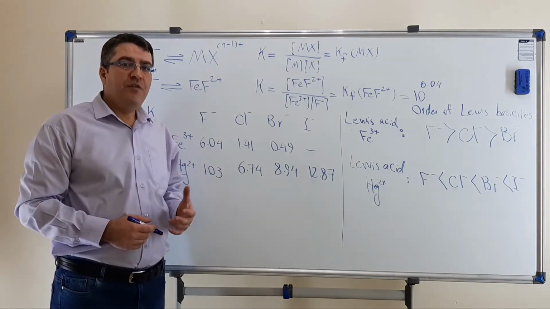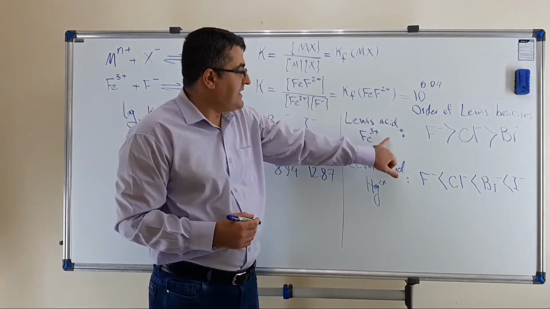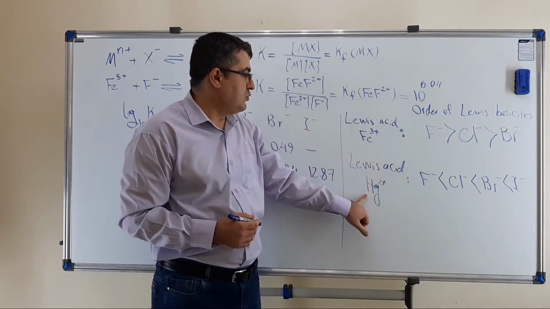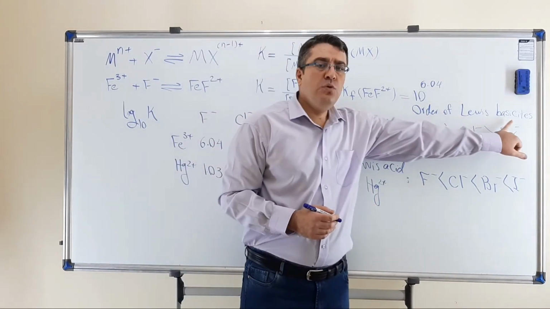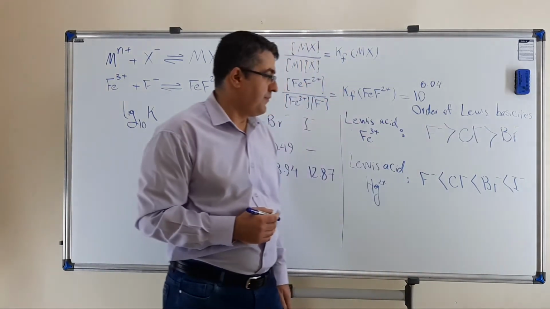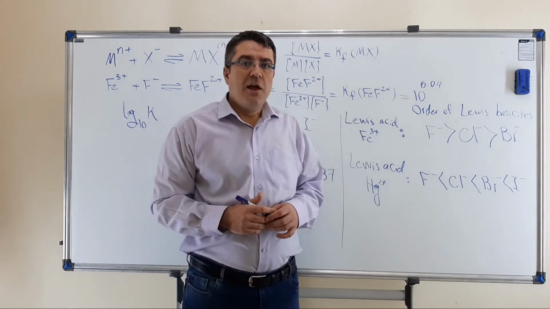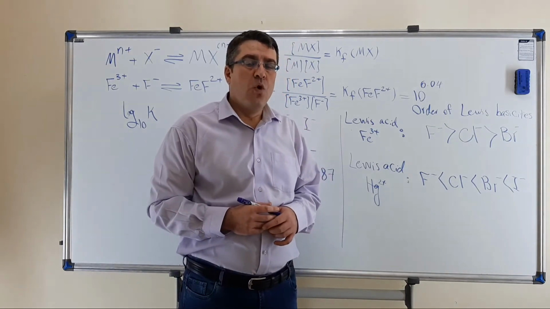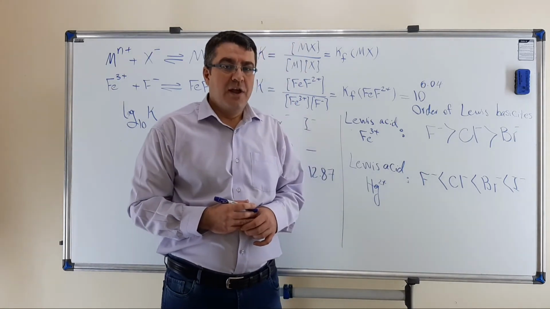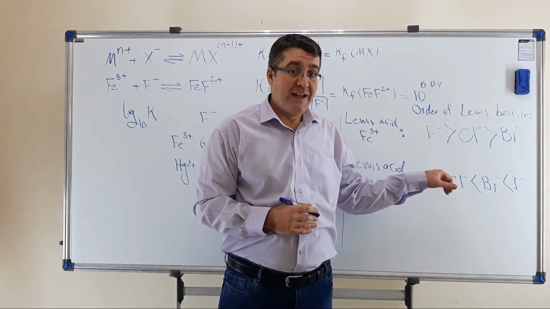Here, we have a very important point. We see that when our Lewis acid changes from Fe3+ to Hg2+, the order of Lewis basicity also changes. In fact, it is reversed. So we see that in general, the order of Lewis acidities or basicities is not constant, is not invariant. We can't have a unique order of Lewis acidities or basicities.